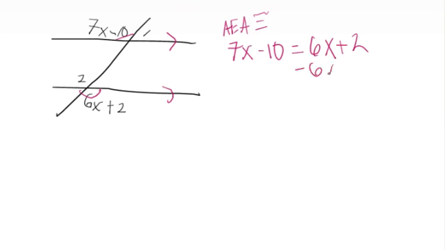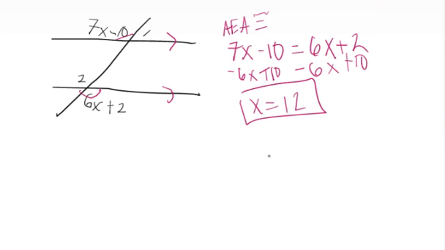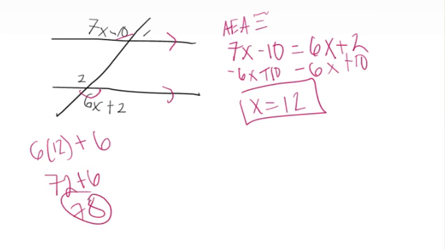I'm going to go ahead and move the 6x over, and we get x, and add 10 at the same time. Why not? X equals 12. Okay, so x equals 12 here. That doesn't tell me my answer for my angle, so I got to plug it back into my equation. So I'm going to do 6 times 12 plus 2. That's going to be 72 plus 6, which is 78 degrees. So we're going to get 78 degrees here.